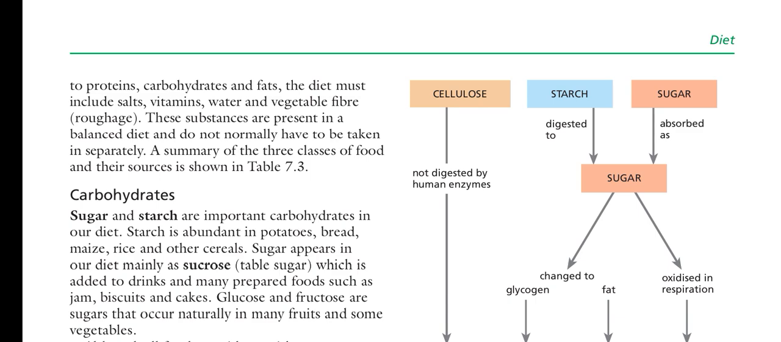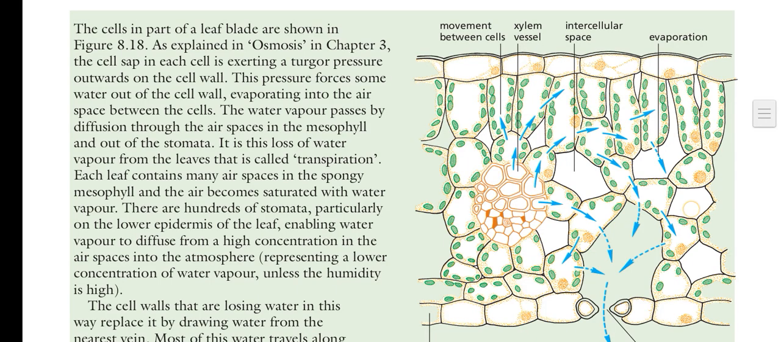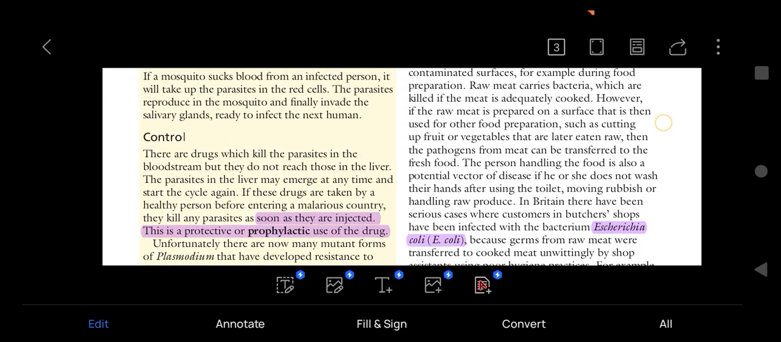So the carbohydrates actually are the most common: glucose, starch, cellulose, and all these are examples of animal nutrition.